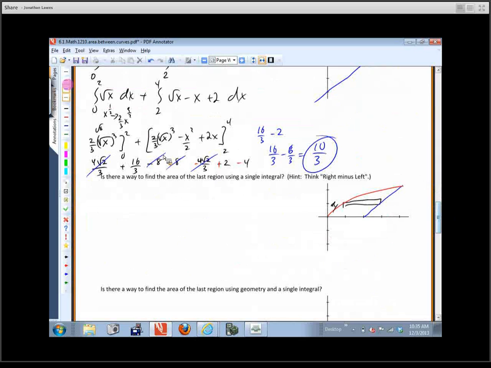This function is y equals the square root of x. And this function right here is y equals x minus 2. If I'm going to use a differential of y, I need to write x as a function of y. So here's how we're going to think of this. I'm going to write this as y squared equals x, or even better, x equals y squared. And I'm going to think of this other function right here as x equals y plus 2.